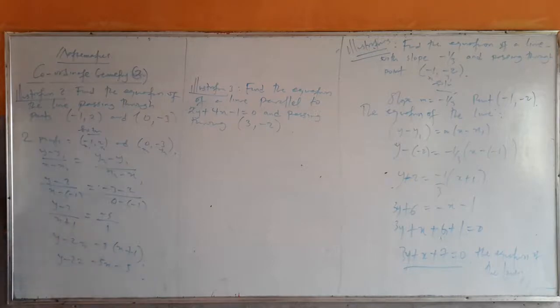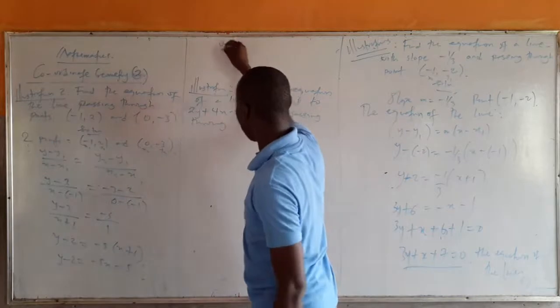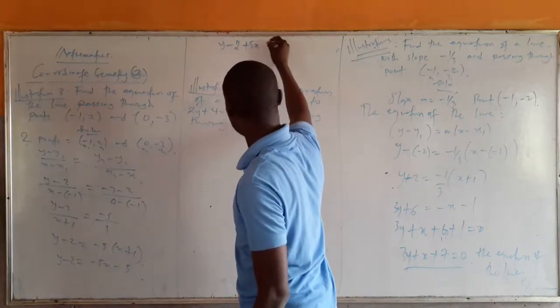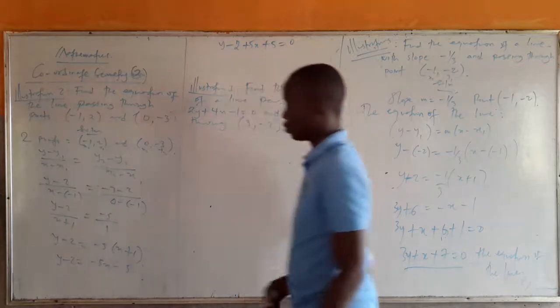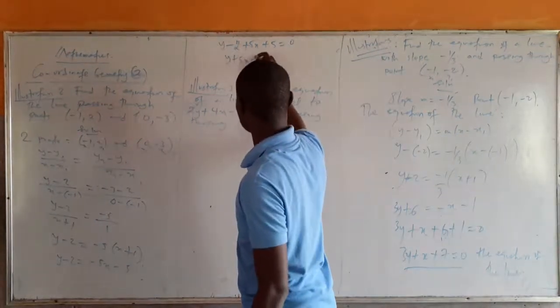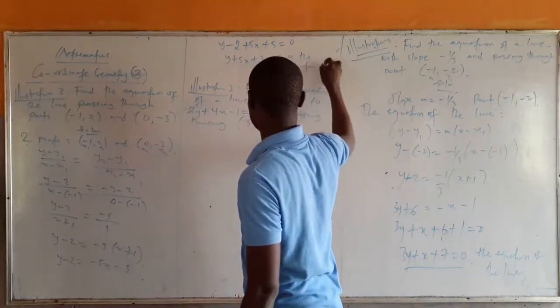Then bring every other thing to the side. If you bring every other thing you have here to the side, what do you have? That will be y minus 2 plus 5x plus 5 equal to 0. Okay, so from there you have y plus 5x plus 3 equal to 0 is the equation of the line. Equation of the line.